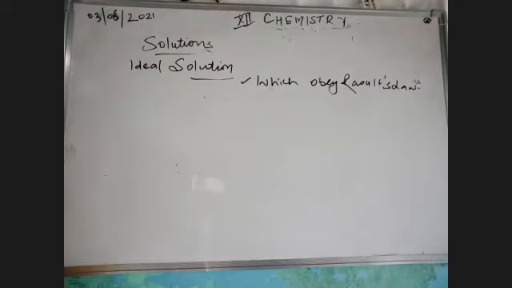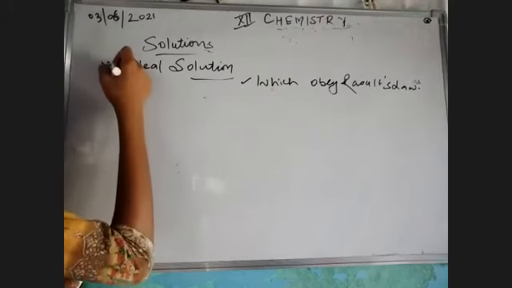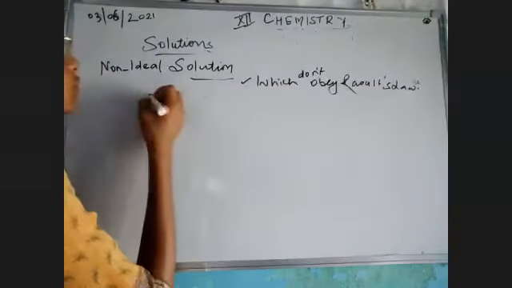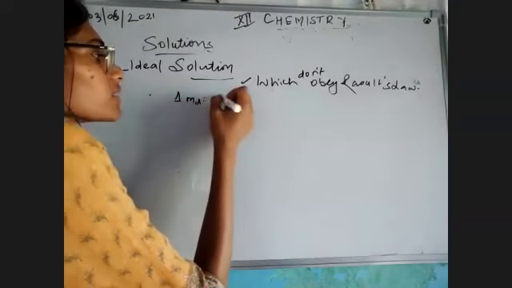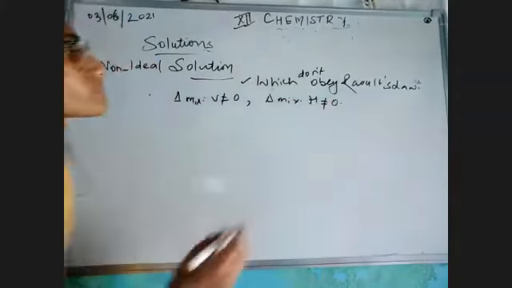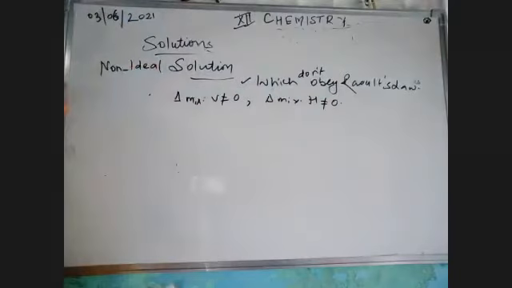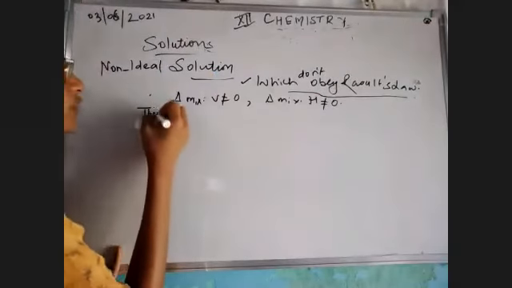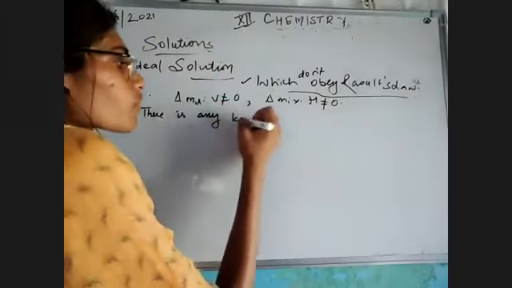These are those solutions which do not obey Raoult's law. Moreover, delta mixing V is not equal to 0 and delta mixing H is also not equal to 0, which is quite practical because there is always some change in volume and enthalpy. Clear? Whenever we talk about a non-ideal solution, it means they do not obey Raoult's law, that is, there is some deviation from Raoult's law.